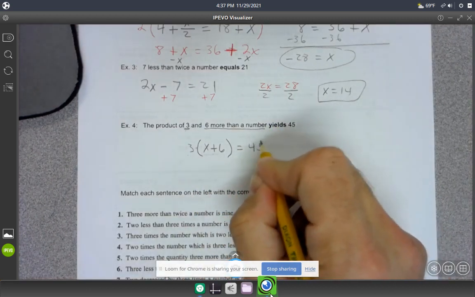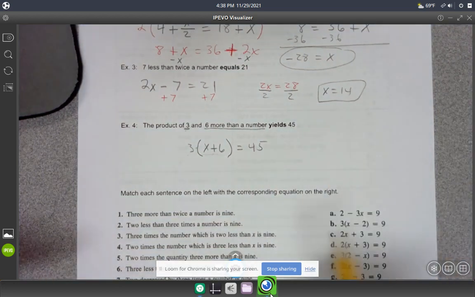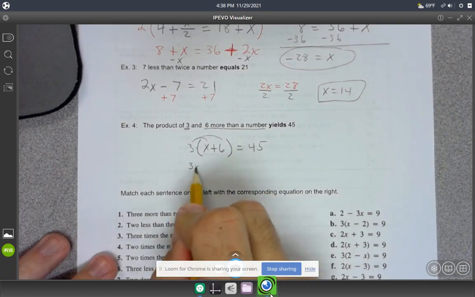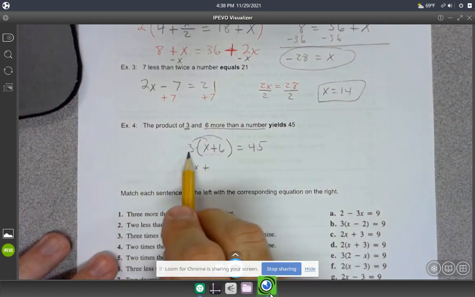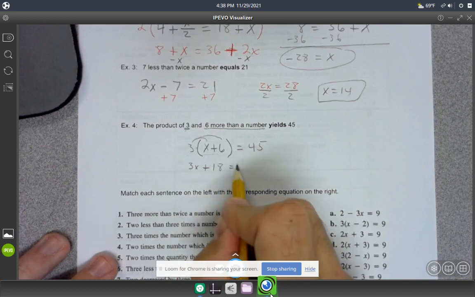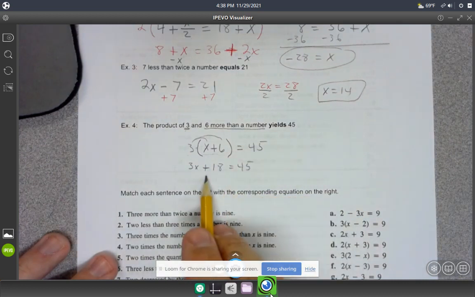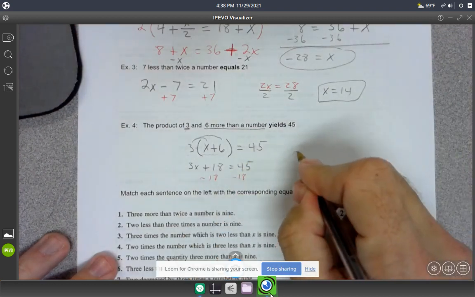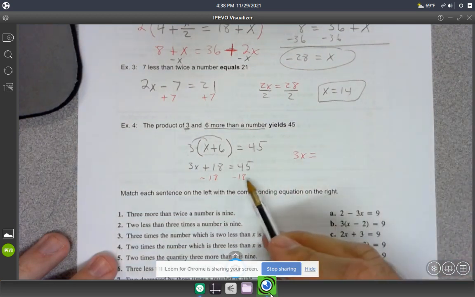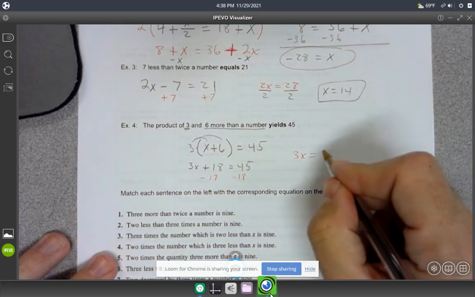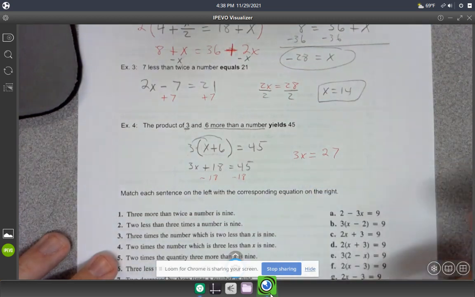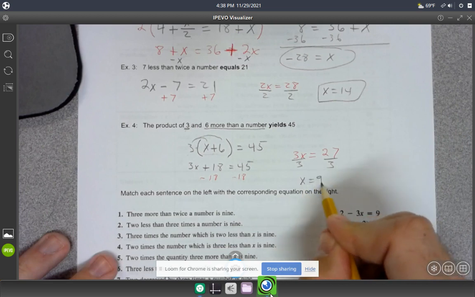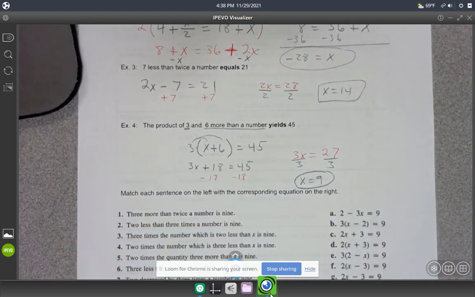is equal to 45. And we got a lot of ways we could solve this. I'm just going to distribute the 3. That'll give me 3x plus, and then 3 times 6. Okay, minus 18 from both sides. That'll give me 3x equals, how much is that? 27. And then you divide by 3, and you get your answer. 27 divided by 3 is 9. Awesome.